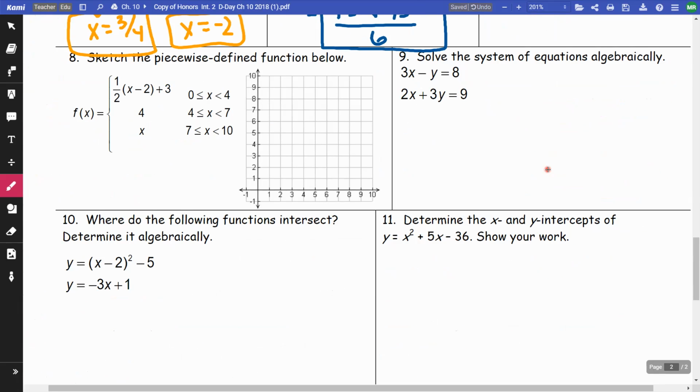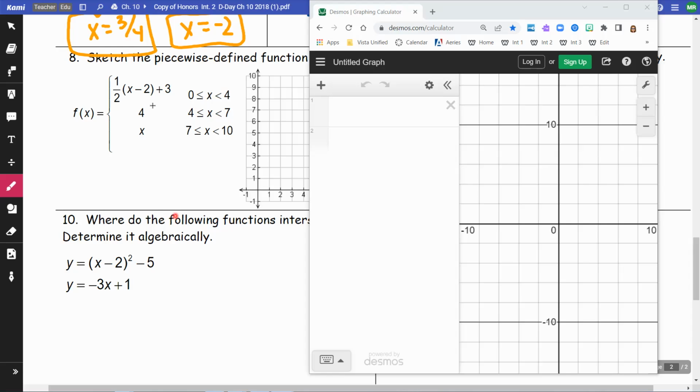On number 8, this is called a piecewise defined function, where you have more than one function and you're only graphing a portion of it. So this first one here, if I type it in here just so you can see what it is, it's actually going to be a line.